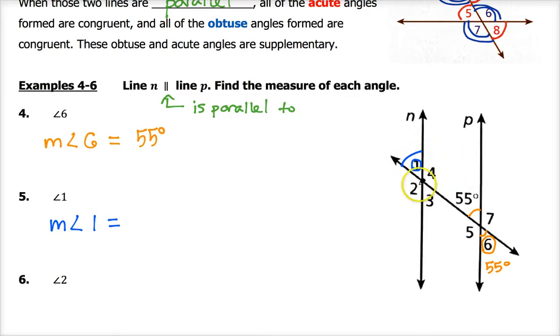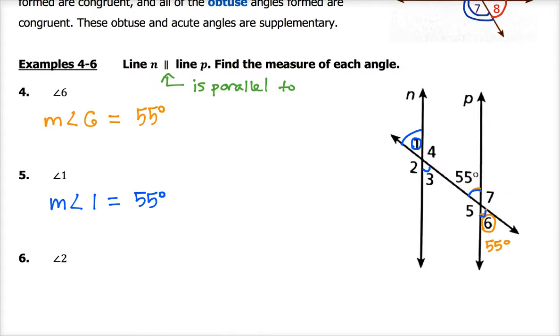And in this diagram, that would be angle 3, angle 6, and then the angle that measures 55 degrees. These are all the acute angles in this diagram. So that means that angle 1 has the same angle measure as angle 6 and this angle, which was 55 degrees.